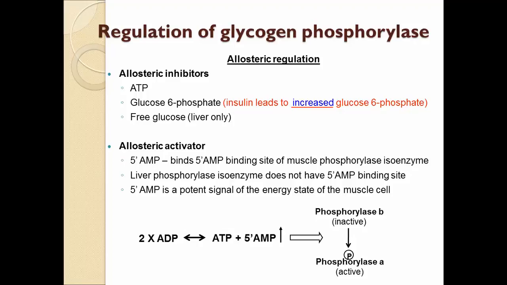And the other activator, 5'-AMP, is also an important regulator of glycogen phosphorylase, and it's only in the muscle tissues, right? Because in muscle tissue, this enzyme isoform has an AMP binding site, so it allows 5'-AMP to bind and regulate the enzyme activity, right? So again, this regulation only occurs in the muscle.